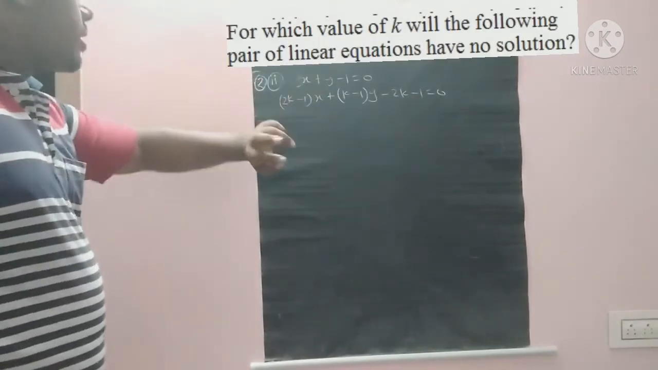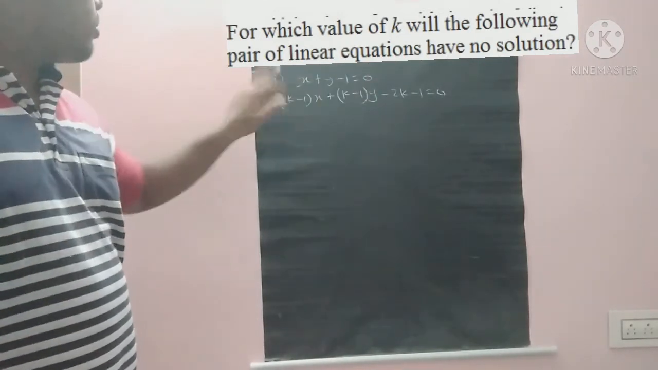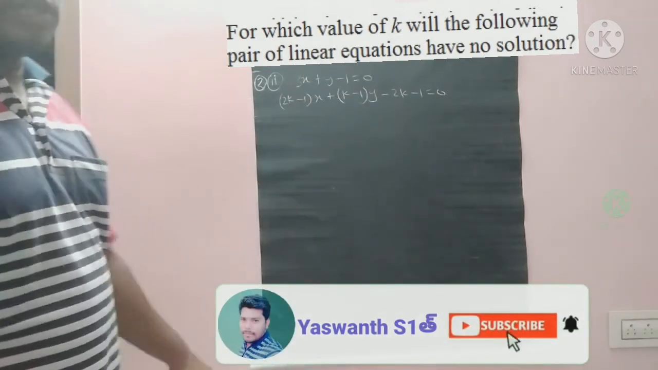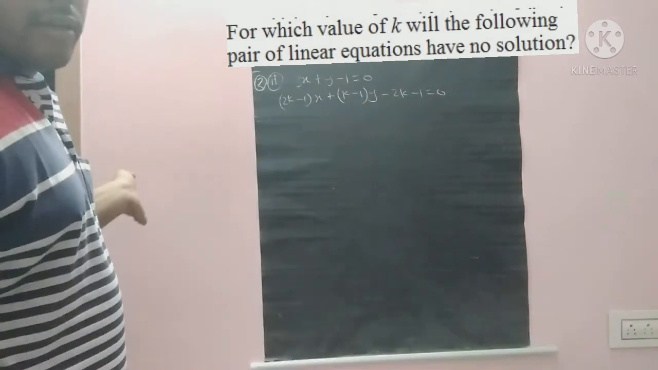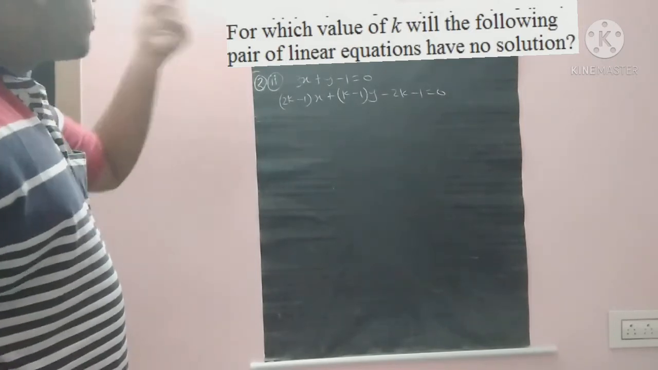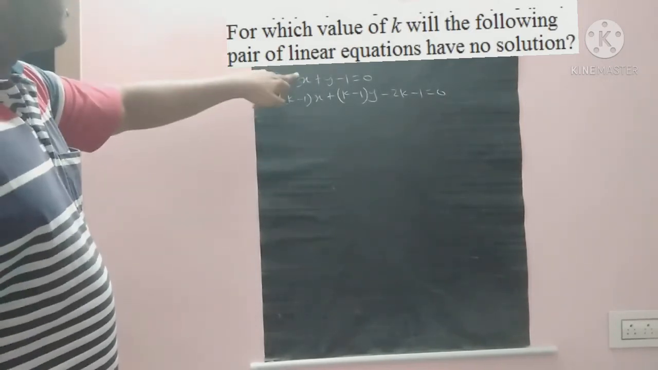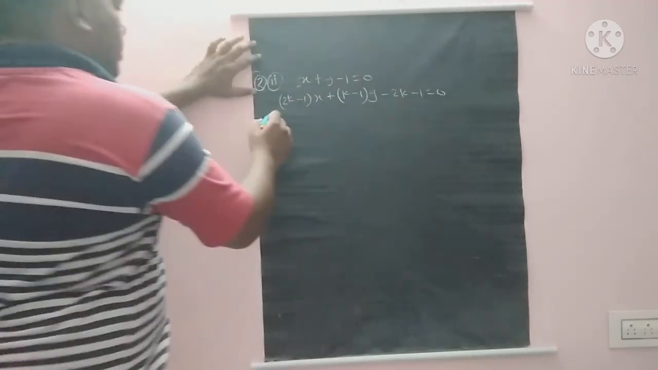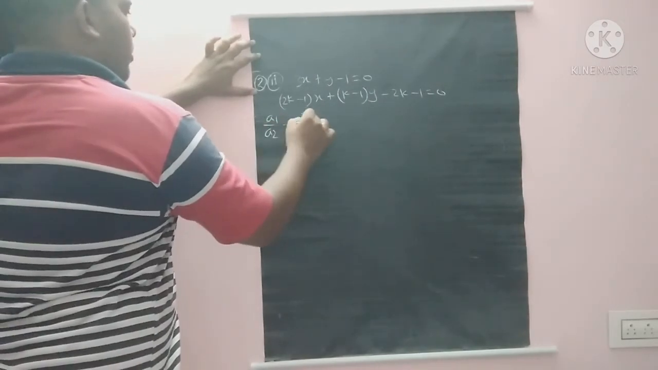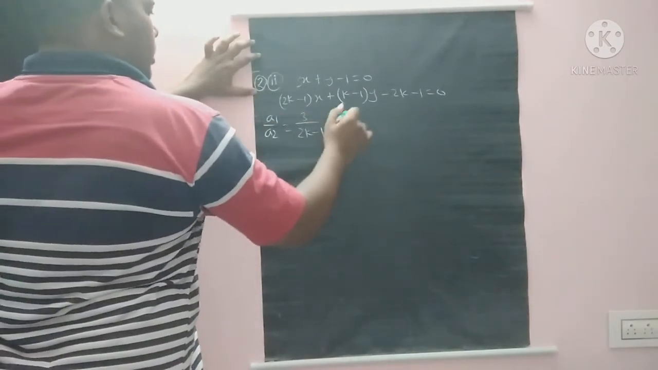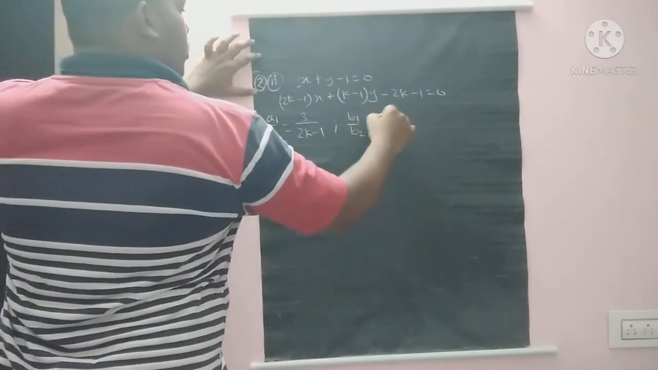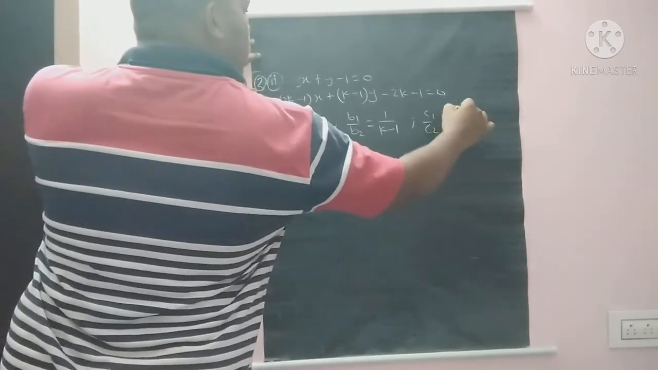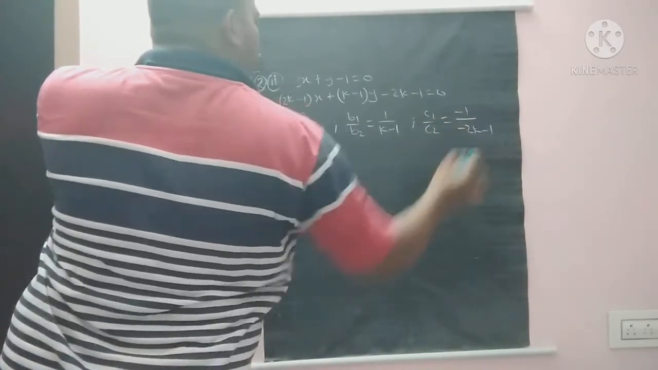Second sub question, the given equations are 3x plus y minus 1 equals 0, (2k minus 1) into x plus (k minus 1) into y minus (2k plus 1) equals to 0. Here we need to find the condition for no solution. So for which value of k will the pair of linear equations become parallel lines, that means no solution. First of all, a1 by a2 will be 3 by (2k minus 1), b1 by b2 is 1 by (k minus 1), and c1 by c2 equals to minus 1 by minus (2k plus 1).